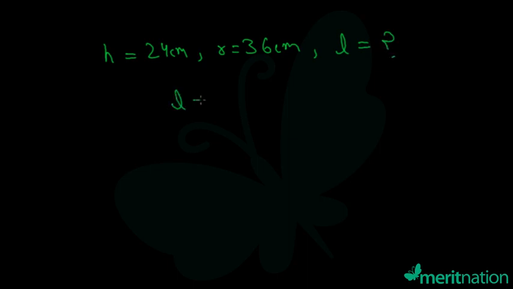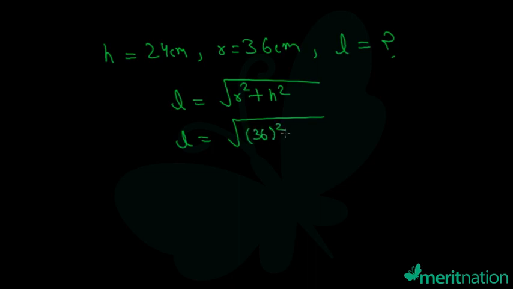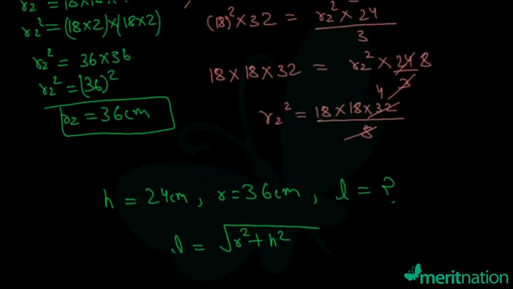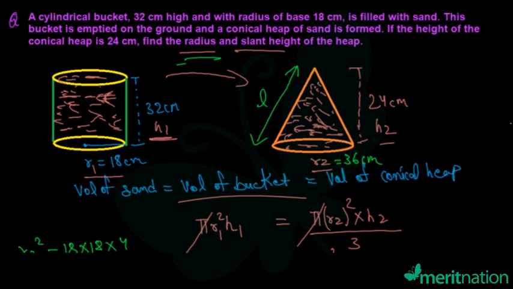We know L is always equal to under root of r square plus h square. So if you just substitute the values, the value of L, slant height, you will get is equal to root of 36 square plus 24 square. This value would be equal to 12 into root 13 centimeters. The slant height of this conical heap is equal to 12 into root 13 centimeters, and its radius is equal to 36 centimeters.